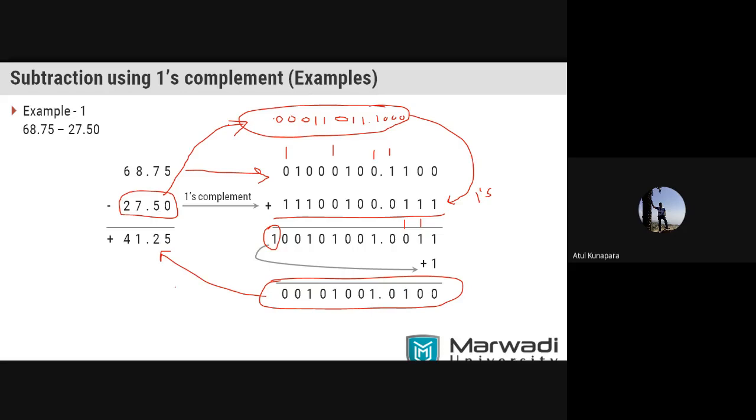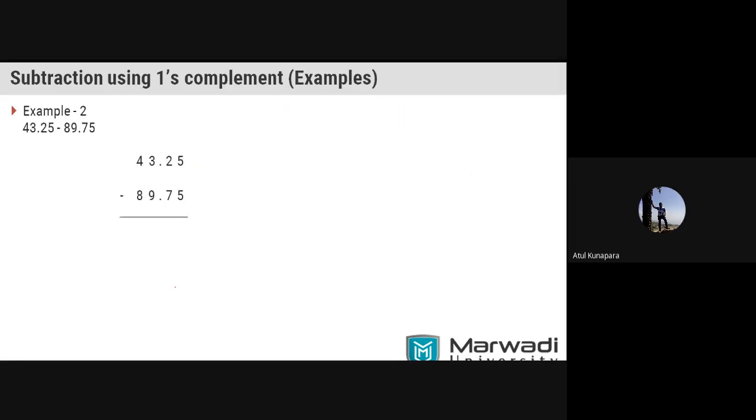Okay, that's fine. Now the second is, if you are performing the reverse, that is 27.50 minus 68.75, like this. With this, the numbers are changed, but it is again the smaller minus the larger number. So 43.25 minus 89.75. Then obviously your answer is going to be negative. So minus 46.50 is the correct answer.